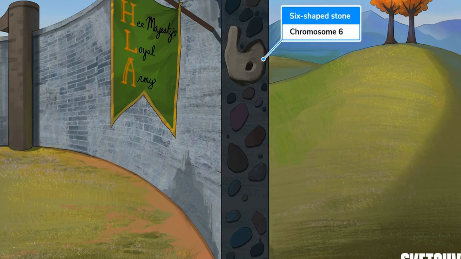MHC genes are located on chromosome 6, hence this 6 in the stone wall. And notice that the wall is made up of a whole bunch of different types of rocks. That's because MHC genes are super polymorphic, which helps contribute to an adaptable immune response.